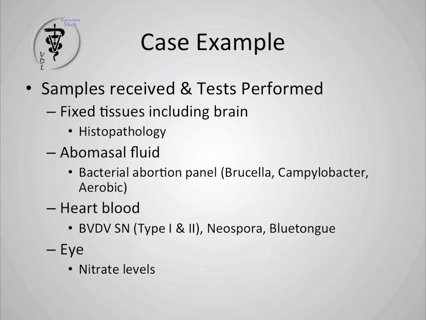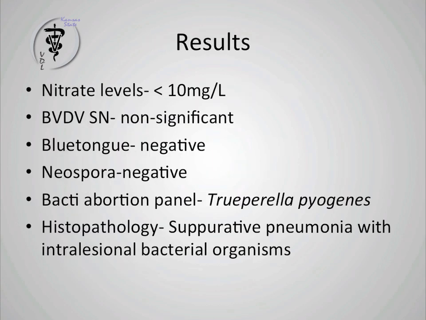So to end this case up that I talked about, the samples that we received were fixed tissues, and we did get brain, so we did histopathology on that. I did get abomasal fluid, and I performed the bacterial abortion panel on that. Heart blood was sent, so we were able to do our serology testing, and they did send a globe, and they did want nitrate testing. So here are our results from this workup.